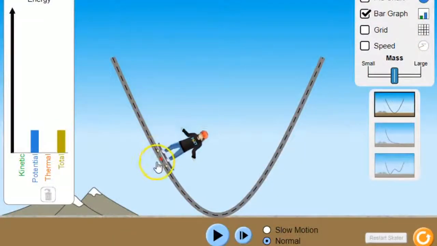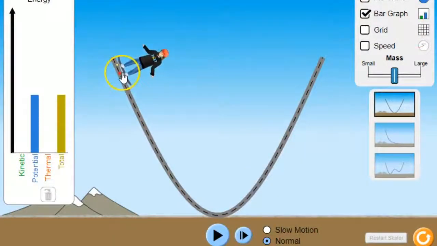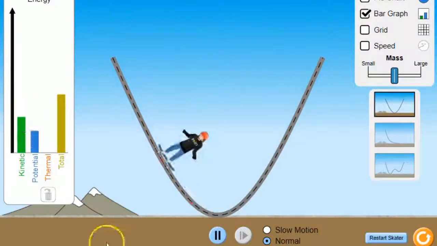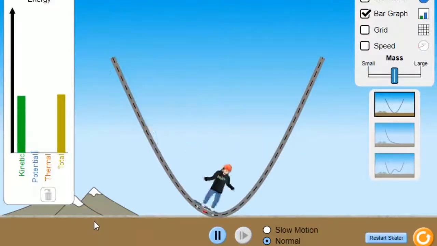Watch what happens as I move the skater up and down the skate track. If I do it before I start, I'm deciding how much energy will be in this once I press play. The higher up the skater is, the more energy it starts out with, and the higher total energy is.